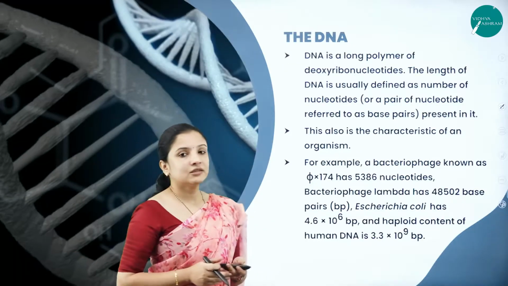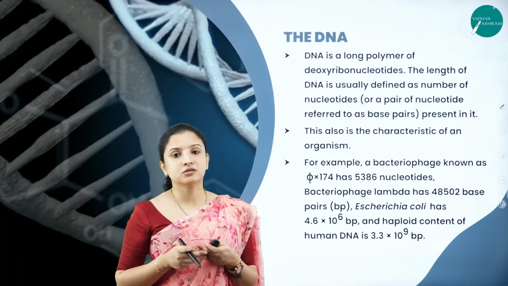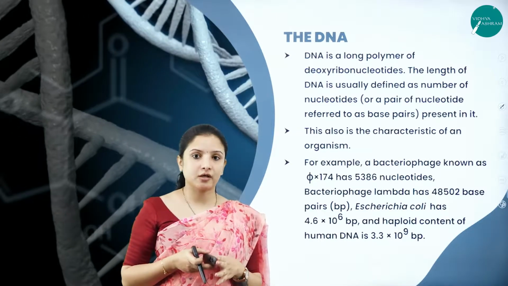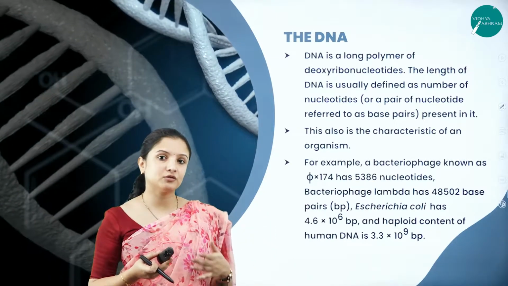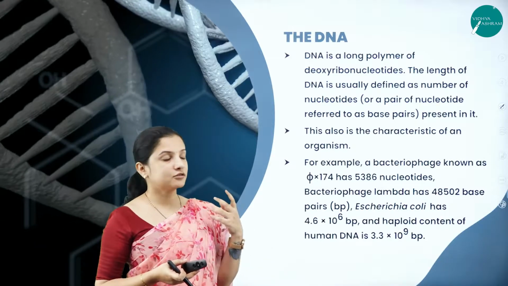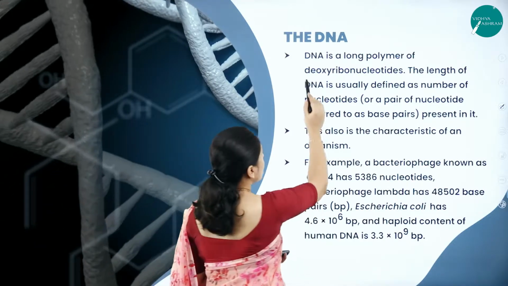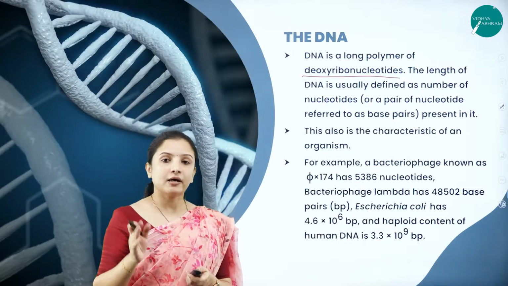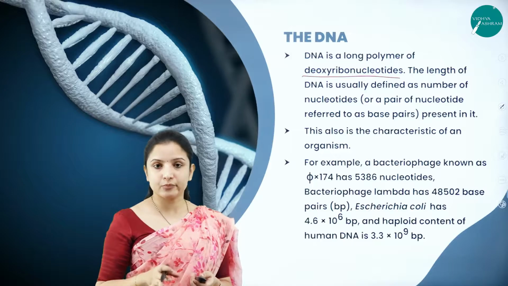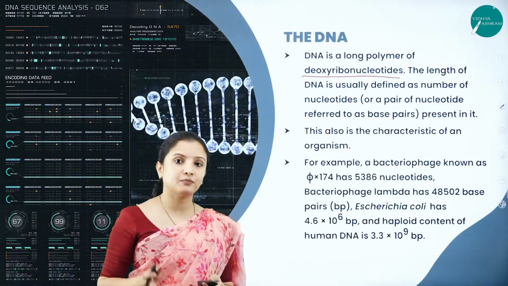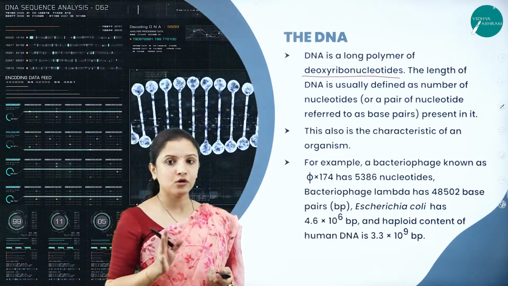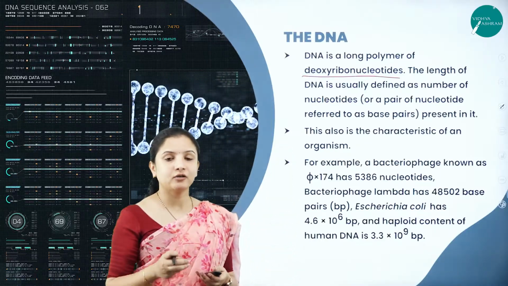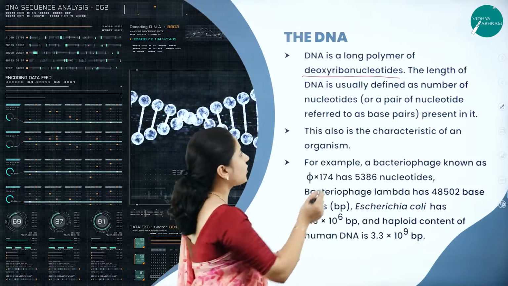So, talking about the DNA in detail. In this whole chapter we shall discuss the DNA, its structure and all that. DNA is also made up of polymers, that is, long chains of deoxyribonucleotides. That is the difference between DNA and RNA. RNA is made up of long chains of ribonucleotides, whereas DNA is made up of long chains of deoxyribonucleotides. And the length of the DNA is usually measured in terms of the number of nucleotides.